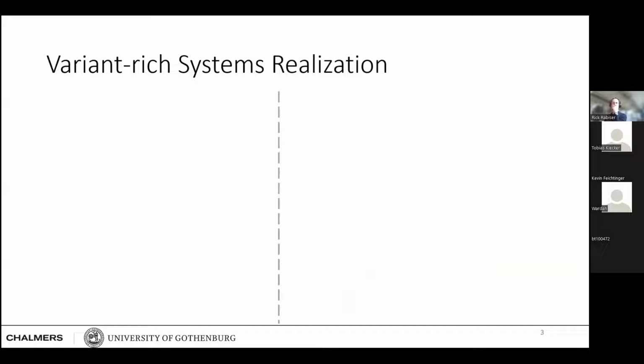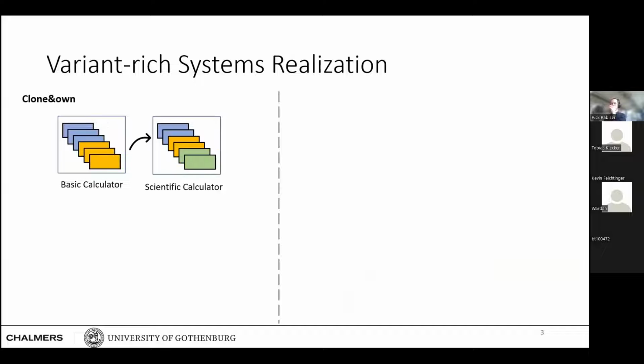So how do companies realize these variant systems? Developers use two contrasting strategies. They either use clone and own, in which they clone a variant and modify it to create another variant. So consider the example of a basic calculator, which was cloned and modified to create a scientific calculator, which was then used to create a financial calculator.